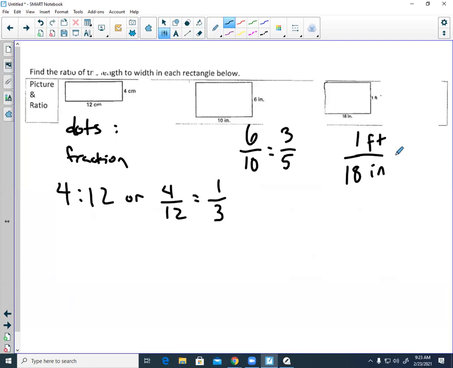So that means that I can't say 1 foot over 18 inches. I have to keep it consistent. So what do I change to? 12 inches over 18 inches, right? Because 1 foot is the same thing as 12 inches. And so now I can simplify 12 over 18. What number goes into both 12 and 18? 3 does. And 6 also does. So I'm going to do 6 because it's the bigger one, so it's easier. 12 divided by 6 is 2. 18 divided by 6 is 3.